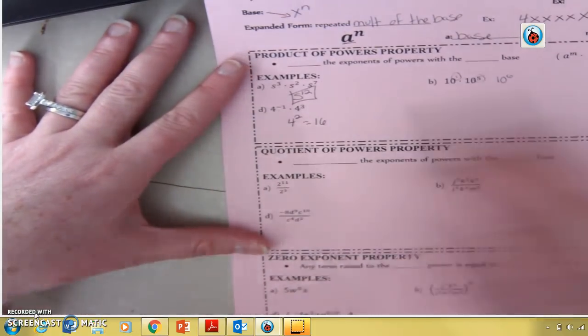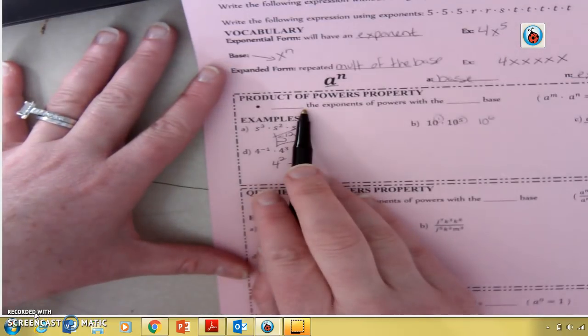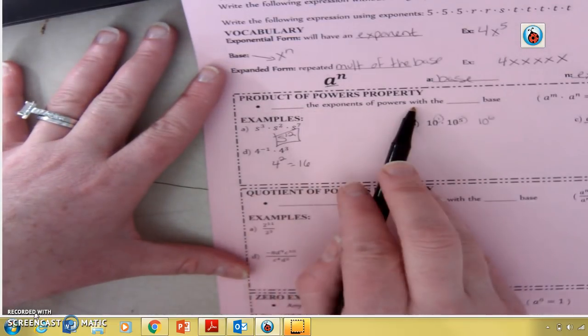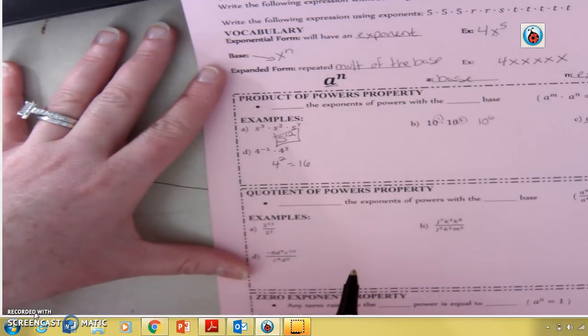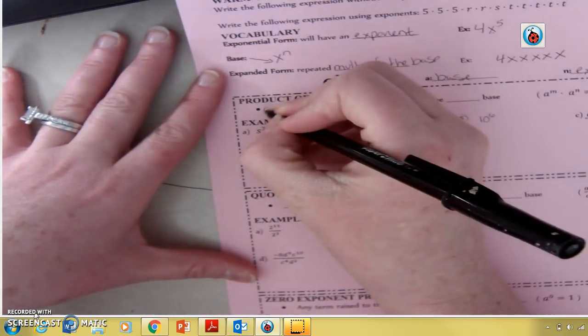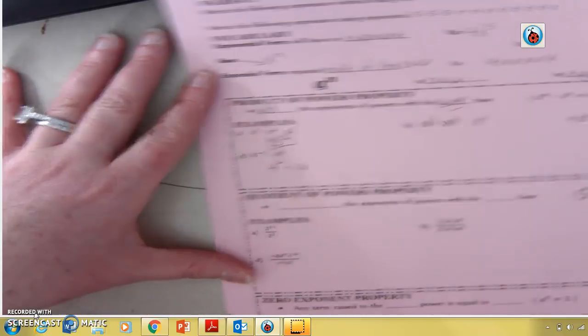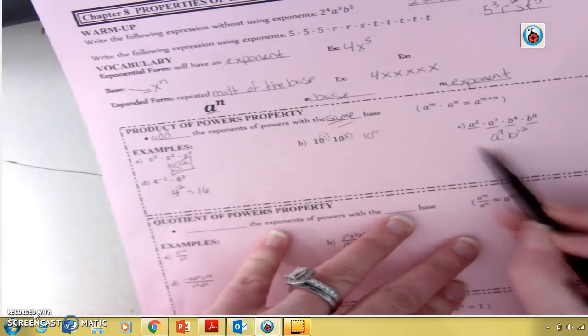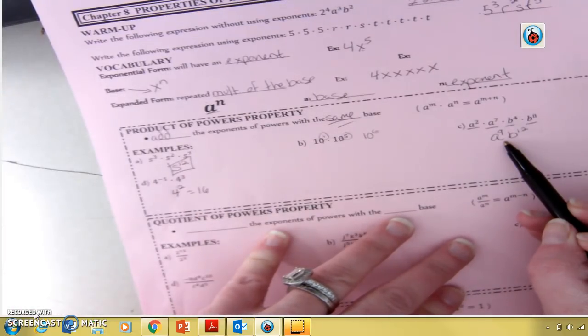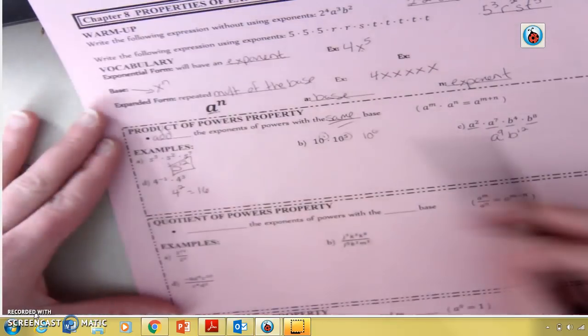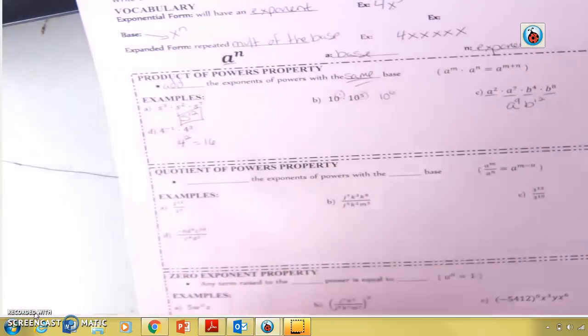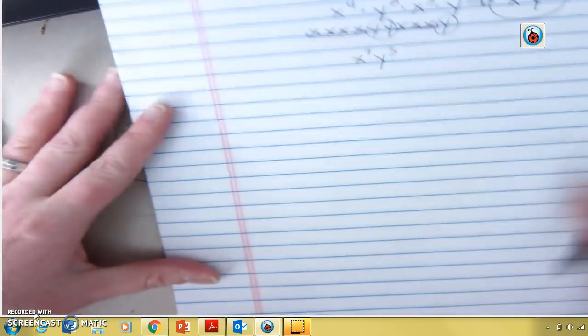Okay, so when we have this, it says the blank the exponent of powers with the base. So we add the exponents of the power with the same base. Again, that's key. It has to be the same. I couldn't here put this as AB to the 21st. They have to be separate. So we just pretty much add them with the same base.